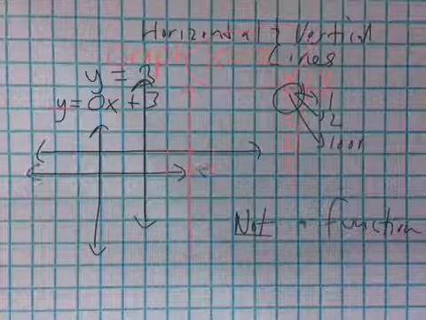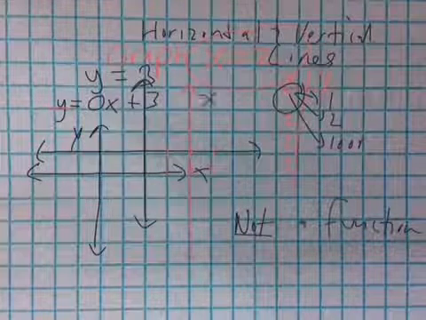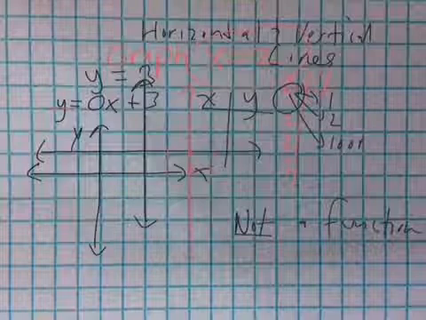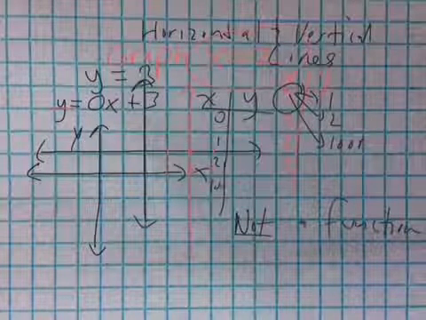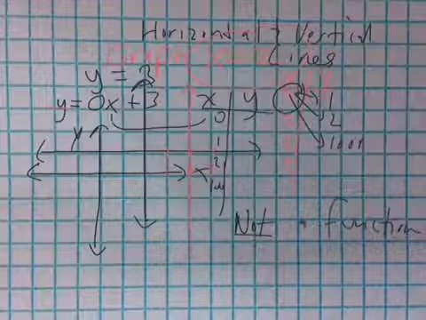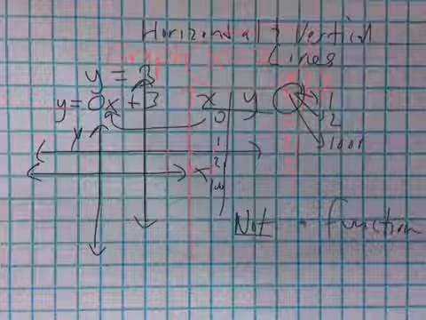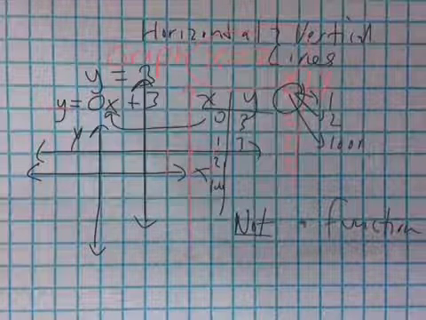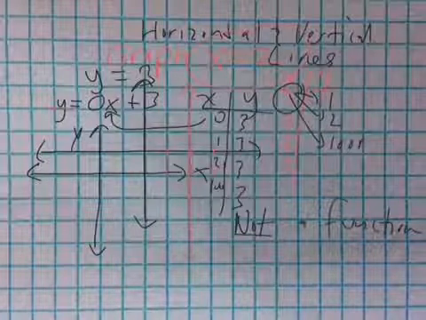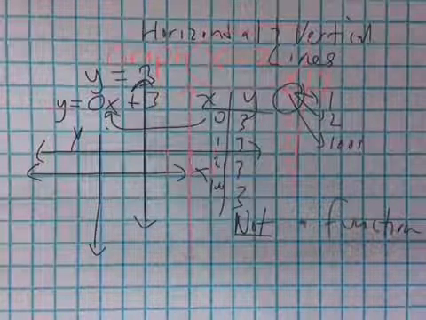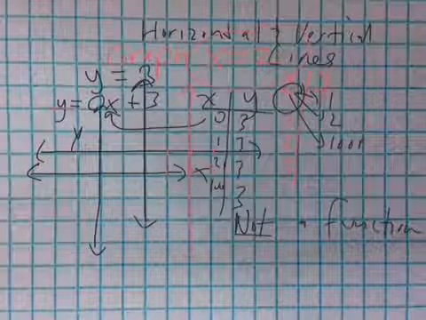Drawing my x and y axis, 0x plus 3. If we were to make an input-output table for this, no matter what x is, 0, 1, 2, 100, whenever I plug in my input, it's always going to become 0. 0 times any value is 0, leaving me with 3 each time. So in other words, y is always equal to 3, and I probably should have extended my y-axis up a little bit further.